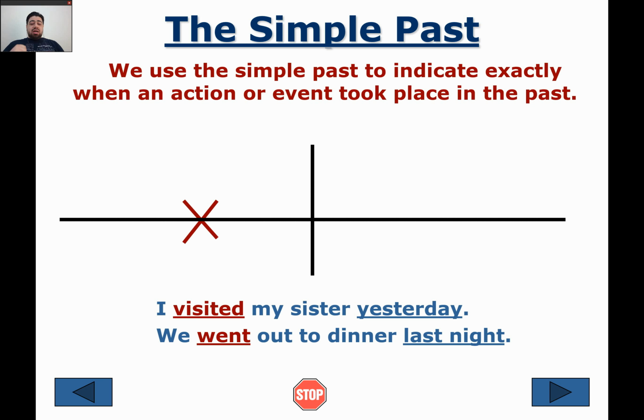Look at this example. I visited my sister yesterday. See the word yesterday? It tells me exactly when the event happened. It happened yesterday. Or we went out to dinner last night. Last night tells me when exactly the event happened. All right, so we need to be very specific.